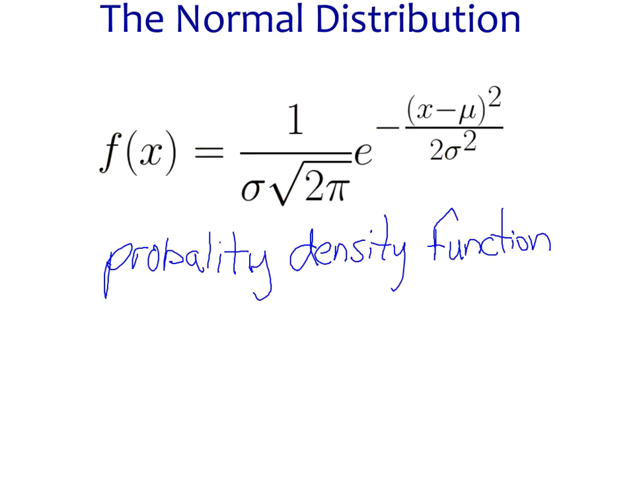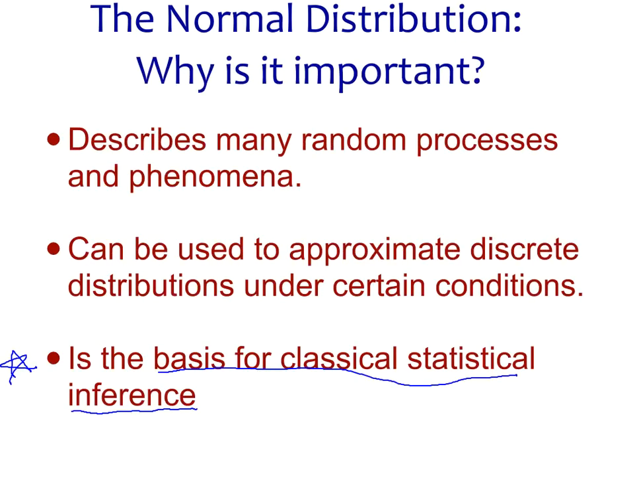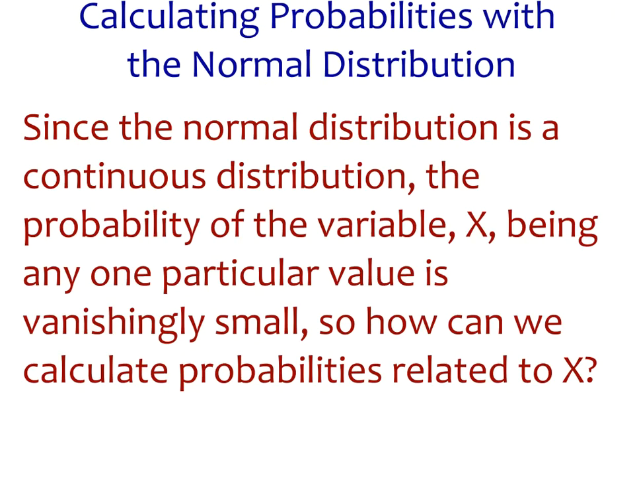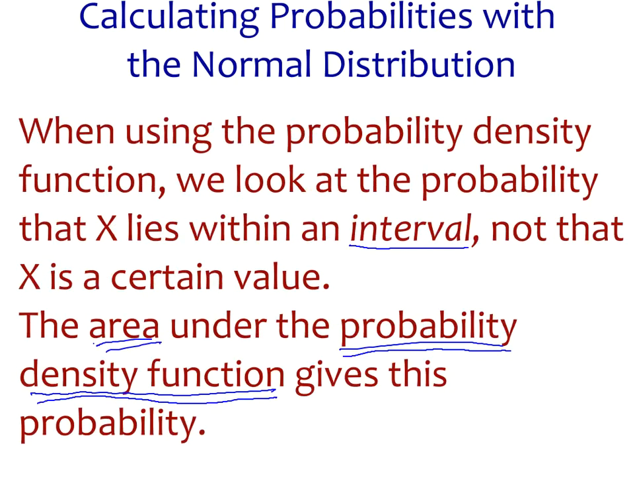And fortunately, you don't have to, because our calculator can do this for us. So don't worry about that too much. But that is what we do, right? We integrate the normal distribution over the interval that we're talking about, and that area under that curve produces the probability. Now, what does that mean for us?